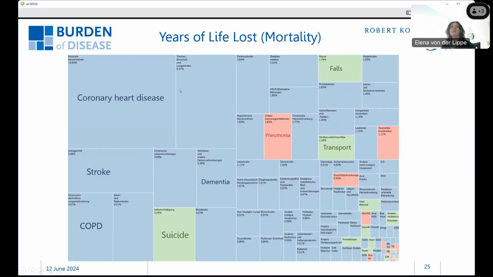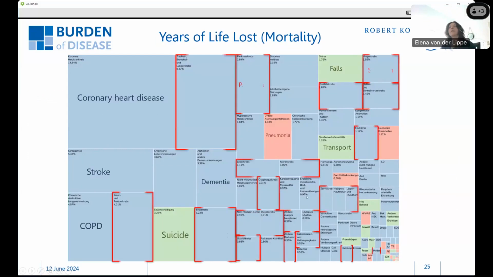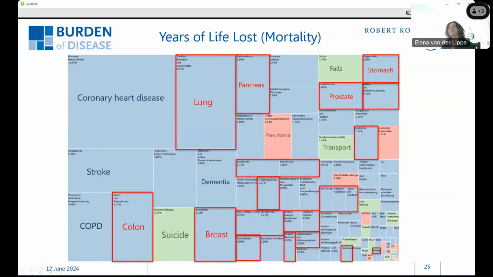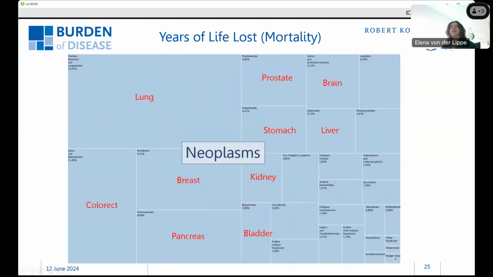You see that in Germany, the coronary heart disease has the biggest part. But if you sum up all the cancers, then you see that basically we have also quite a high burden from cancers. And if we concentrate only on the neoplasms, we see that lung, colon, breast, prostate, and pancreas have the biggest part out of this. So pancreas, we haven't had a look at in our estimates up to now. It is planned for the future.